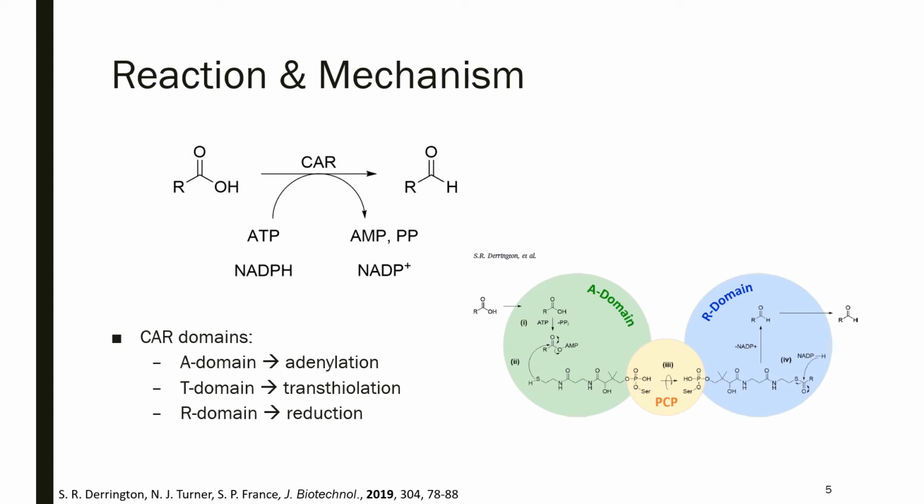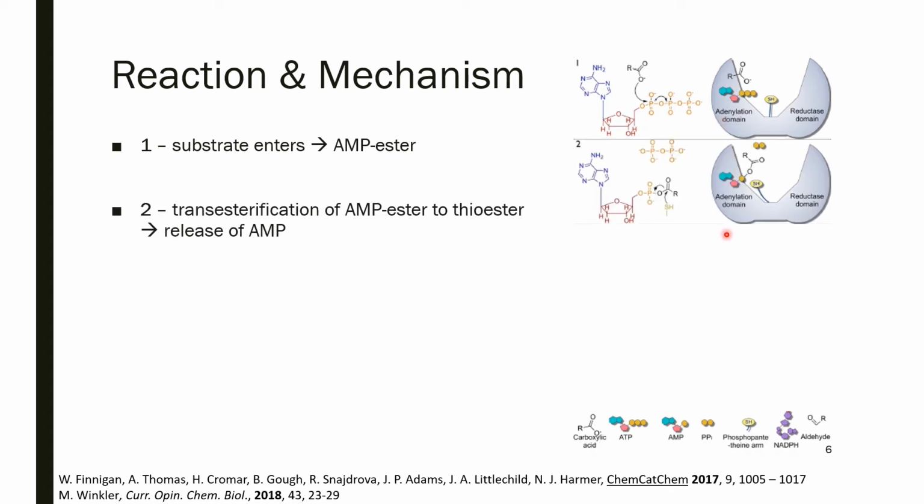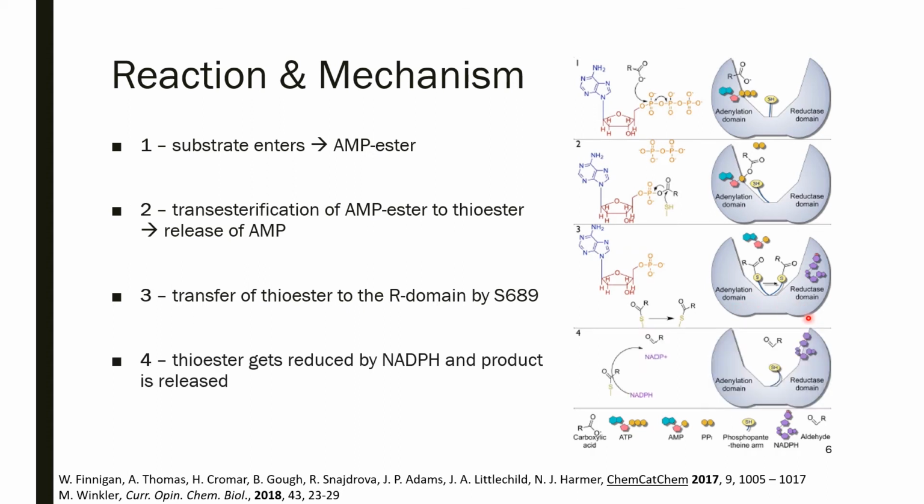According to the latest publications, the following CAR mechanism is proposed. In the first step, the substrate enters the active site and attacks the alpha phosphate of the ATP in order to become an activated AMP ester at the expense of ATP. In the next step, the activated ester gets transesterified by the thiol from the post-modified serine at position 689. AMP is released and the evolved thioester is covalently bound to the post-modified serine. The phosphopantetheine serves as a swing arm to bring the intermediate from one domain to the other, namely the R domain. In the R domain, the thioester finally gets reduced by NADPH and the product is released.